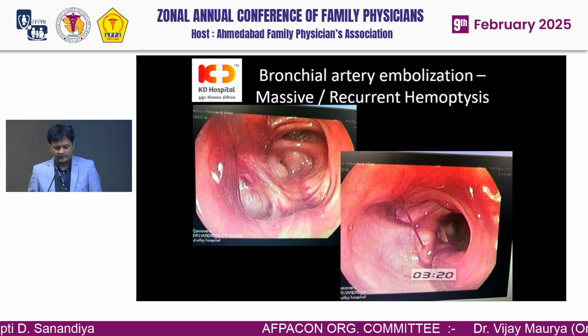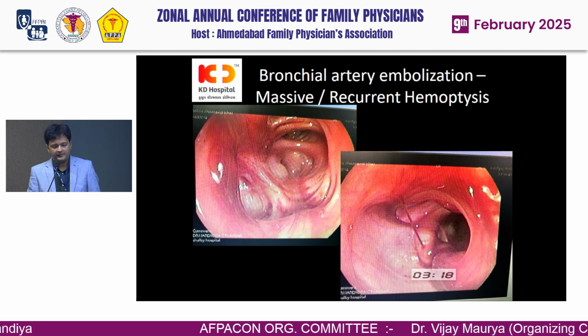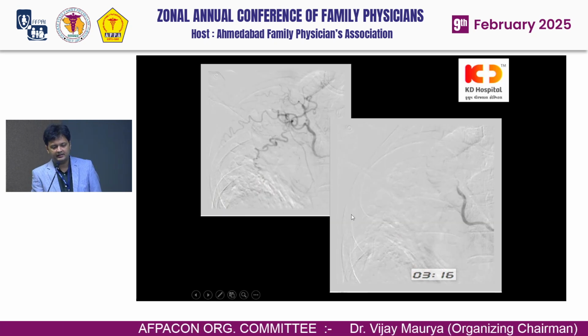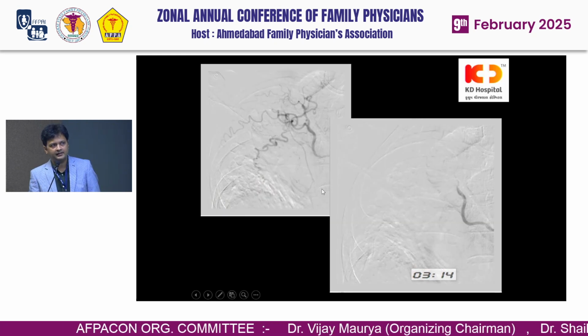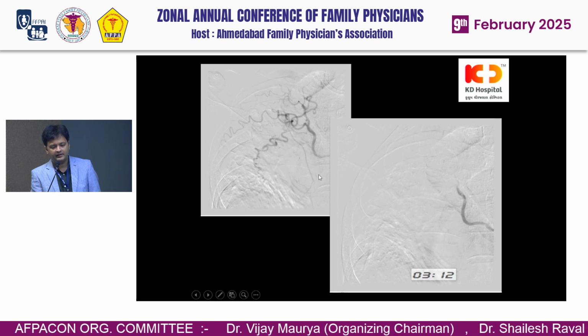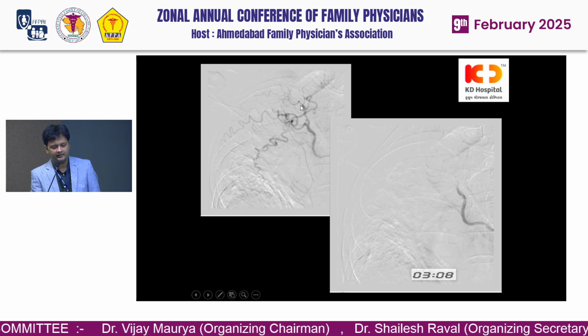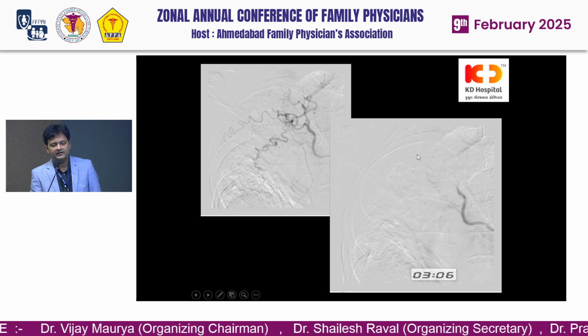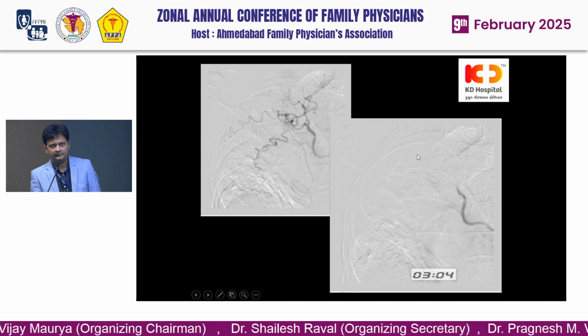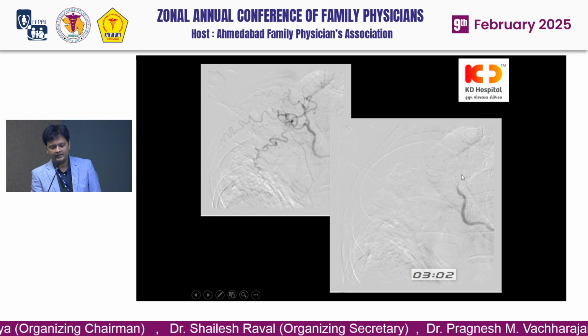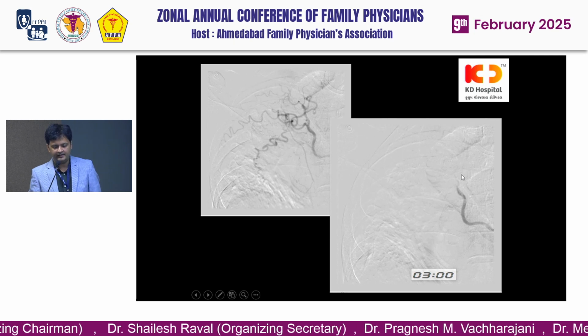Talking about bronchial artery embolization in cases of massive or recurrent hemoptysis, basically there will be a hypertrophied bronchial artery as compared to normal patient. Here we selectively catheterize the bronchial artery. You can see the tortuous vessel in the right upper zone, and we inject PVA particles which are a permanent embolic agent, and once we have embolized, basically the cause of bleeding is gone.